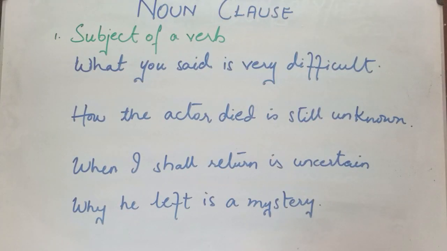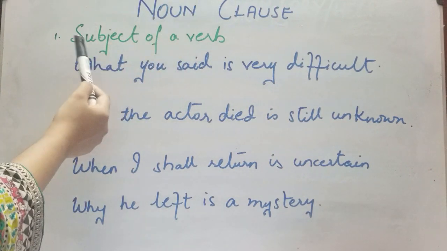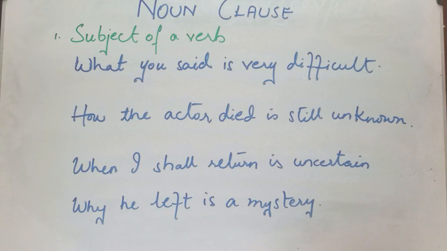A noun clause does the work of a noun in a complex sentence or in a simple sentence. The very first one we have over here is the subject of a verb. This noun clause may act as a subject of a verb. Now let's see the examples I've written over here.